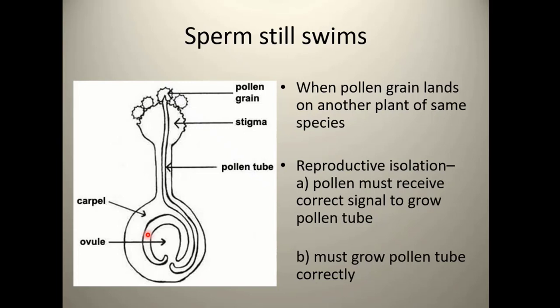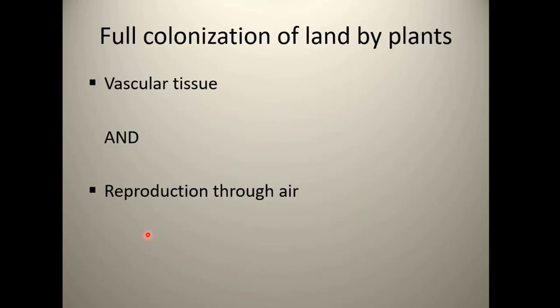The labelling can have two marks each, and the structure itself has 2 marks. The most important thing is to make sure that you familiarize yourself with the structure and are able to label it. When the pollen grains land on another plant of the same species, the pollen might receive the correct signal to grow the pollen tube, and it must grow through the tube in the correct manner.